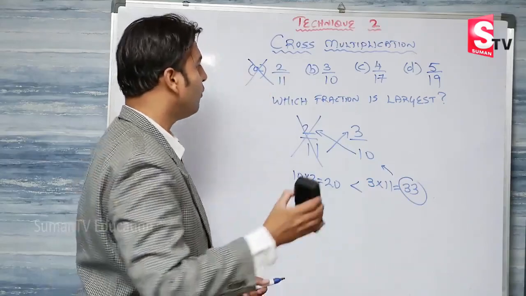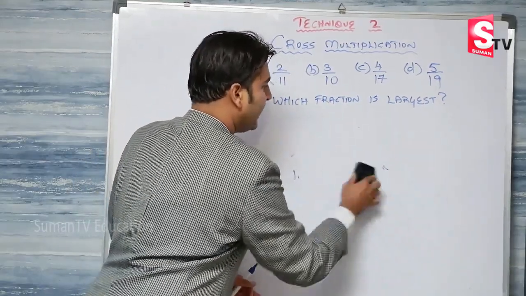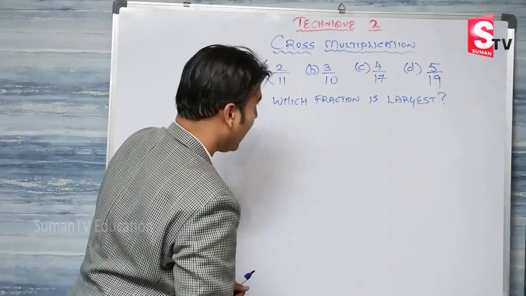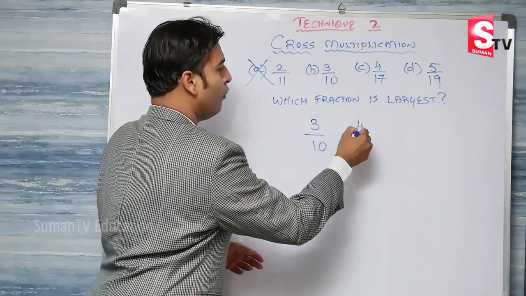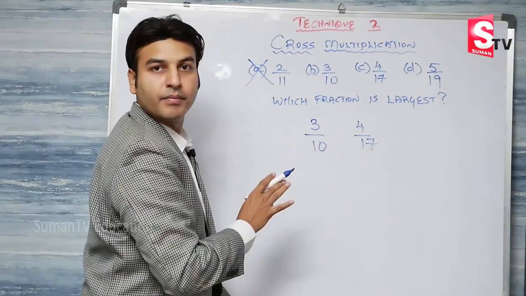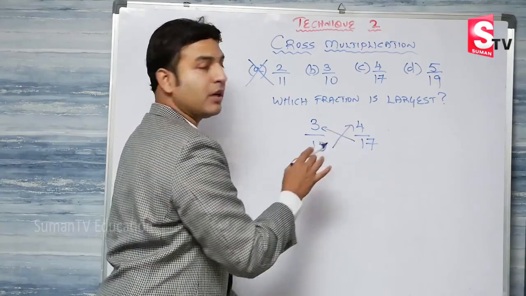Now next, what I do is I take this number 3 by 10 and compare it with 4 by 17. So what do I do? I use the same cross multiplication method.